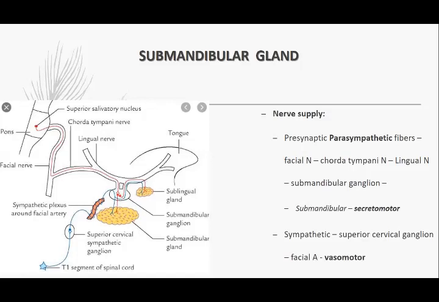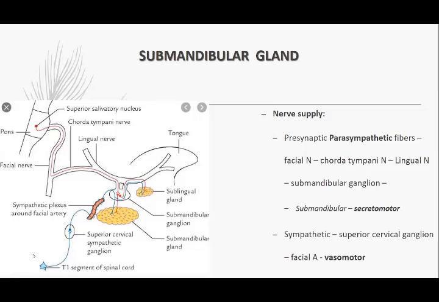The lingual nerve has the submandibular gland hanging by it. The parasympathetic fibers relay in this submandibular ganglion, which is a parasympathetic ganglion. From the submandibular ganglion, postganglionic parasympathetic fibers arise and supply the submandibular gland. Stimulation of these parasympathetic fibers will make this submandibular gland produce its secretions.